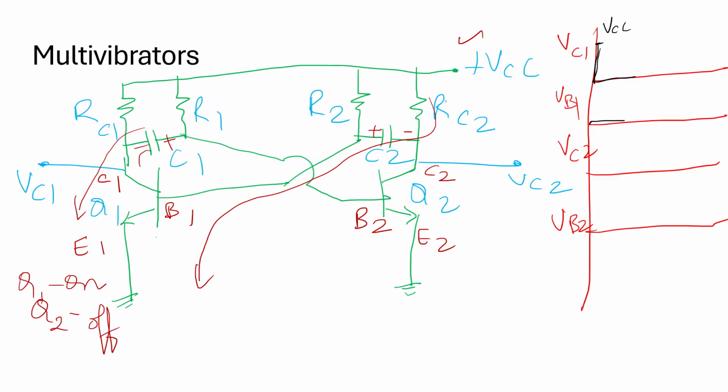VC2 is charging. So initially the voltage across it was 0 and it starts to charge when Q1 is on. So Q2 is off and VB2 is discharging, and it is this way. Yes, these are the key waveforms during mode 1.